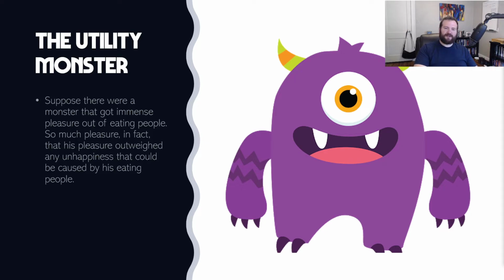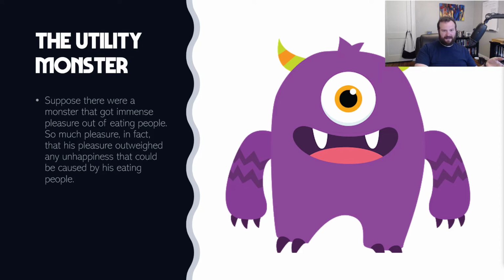Okay, so suppose there is a monster, right, that eats people, but it gets such immense pleasure out of eating people that all of that pleasure outweighs any degree of unhappiness that could be caused by his eating people, right? So the pain involved in being eaten, the emotional disturbance of everyone seeing someone eaten, all of these downstream effects are canceled out by how much pleasure the utility monster is getting out of eating people.